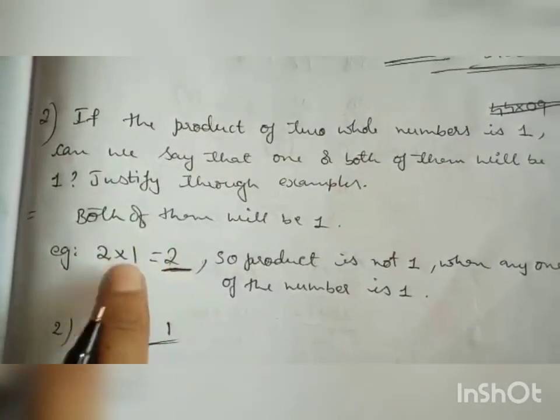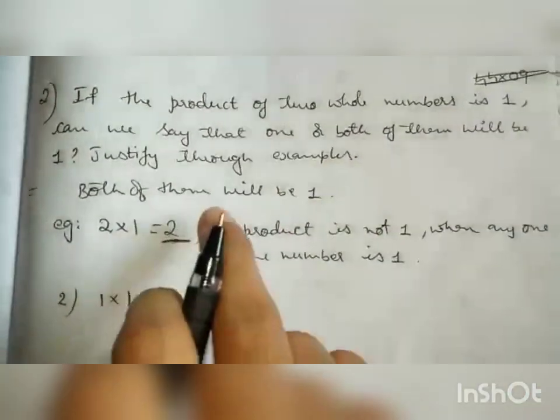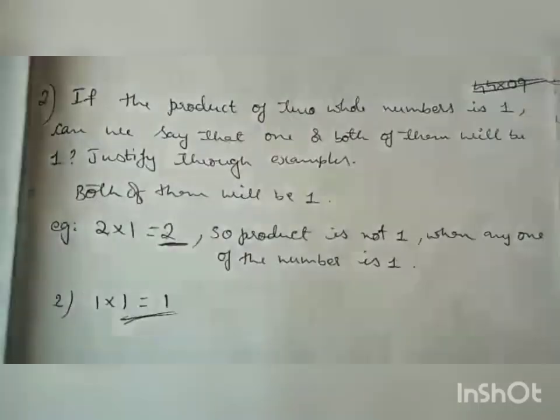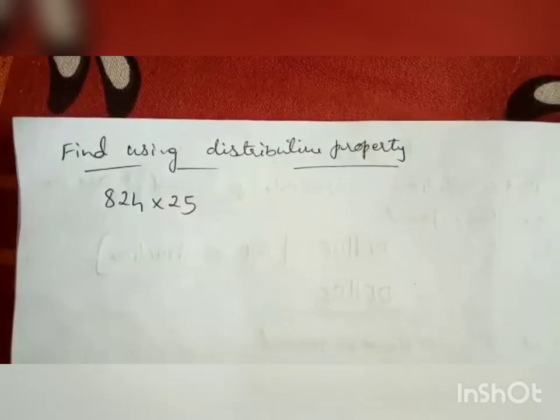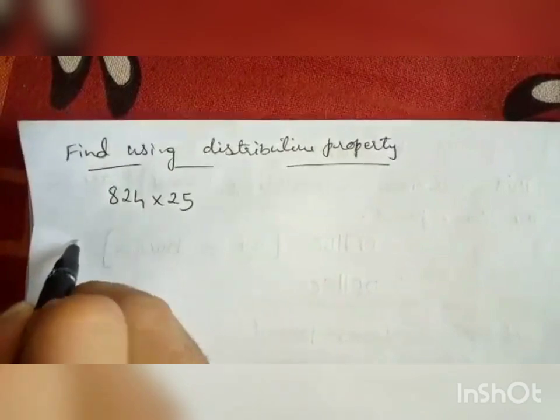You cannot have only one number as 1. So that time you will not get it. So we have justified with the examples. Next question. Find using distributive property 824 into 25.